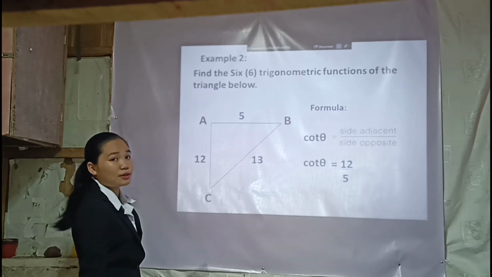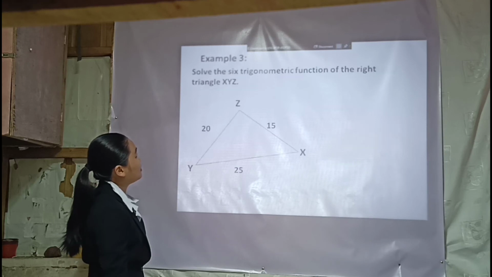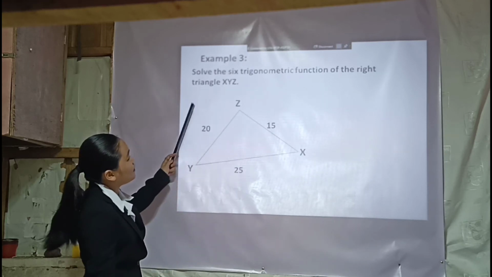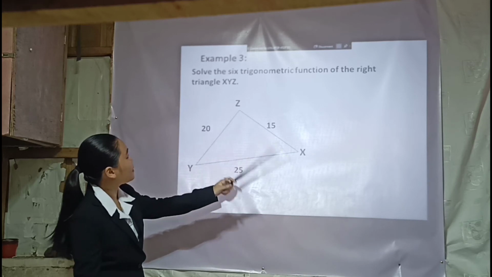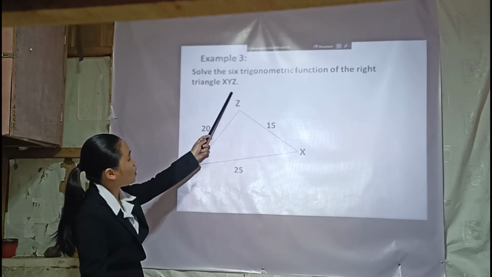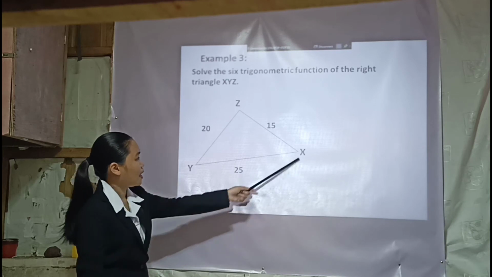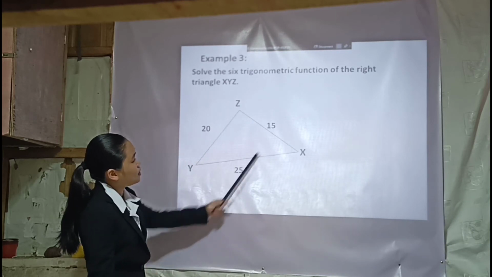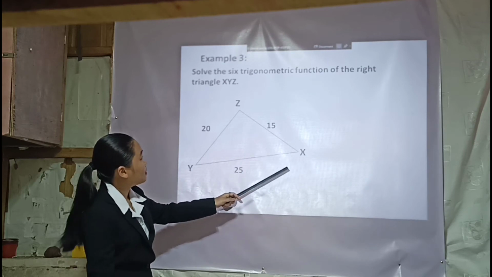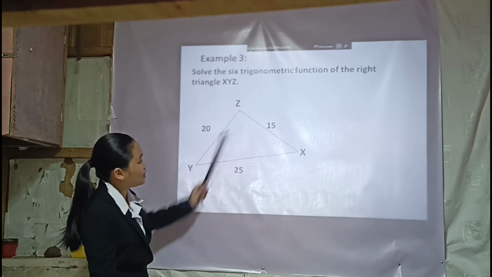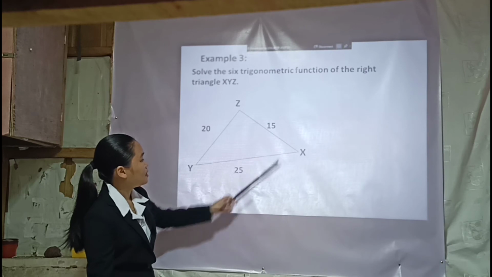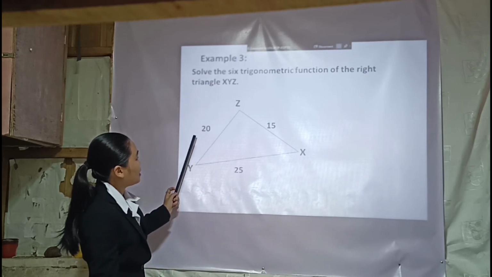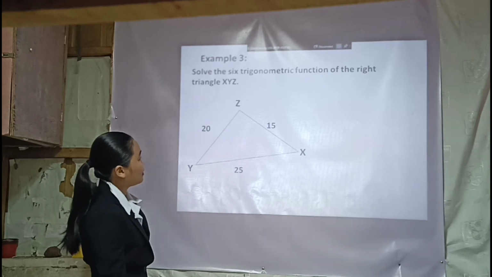Next, we will proceed to another example. This is example 3. Solve the six trigonometric functions of the right triangle XYZ. The opposite of the right triangle XYZ is 15. The hypotenuse is 25 and the adjacent is 20.